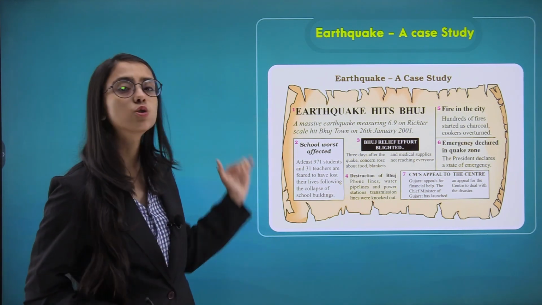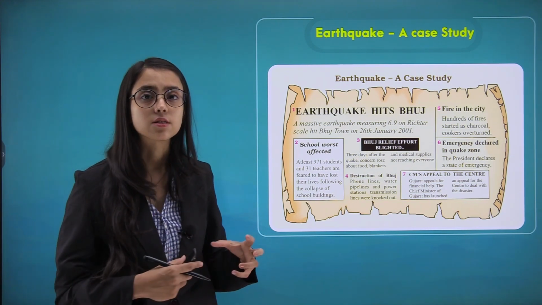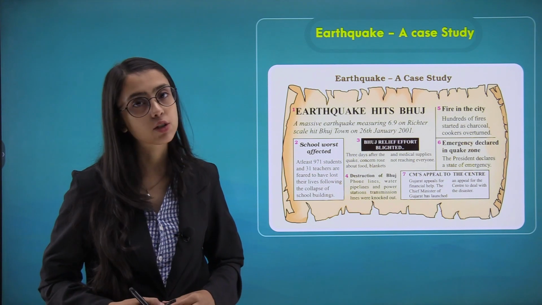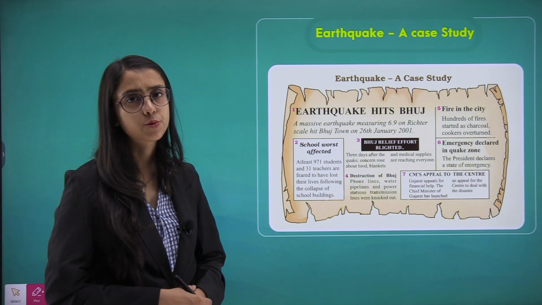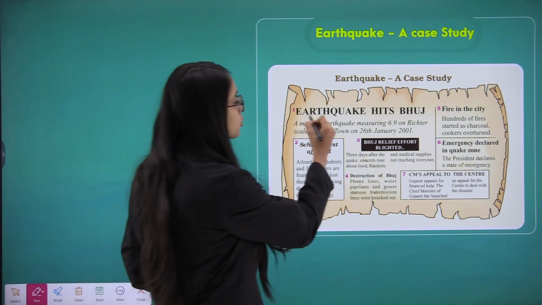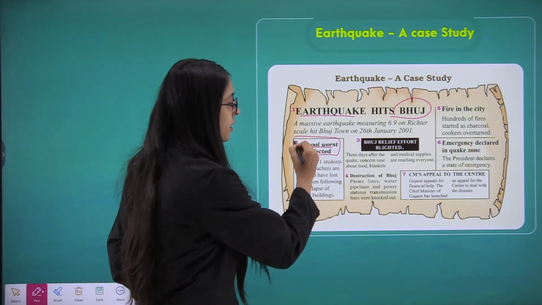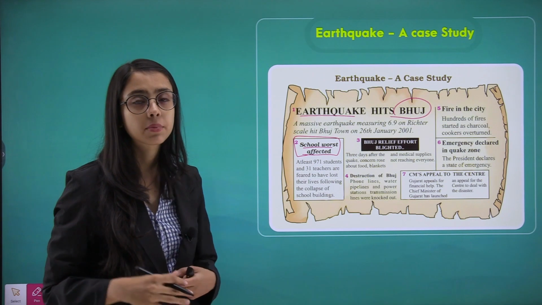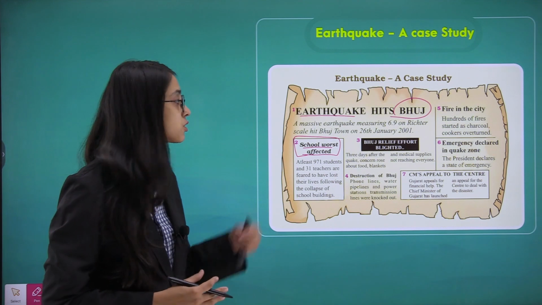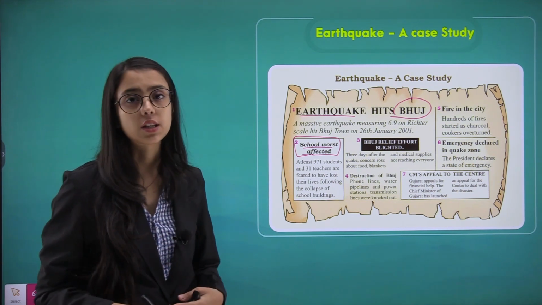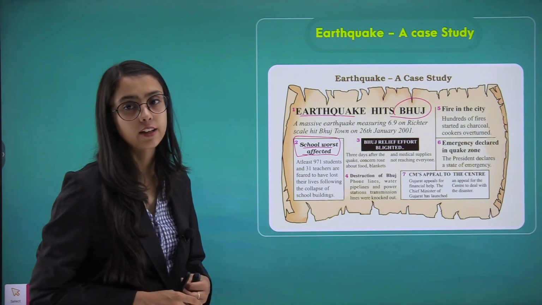By observing this newspaper clipping, can you understand what the areas are, or how the people are affected by major earthquakes? Now, as you observe here, what are the headlines that you read? We read that earthquake hits Bhuj. Then, schools worst affected. Now, this newspaper clipping is telling us what the aftermath and the effects of this earthquake were. The schools were affected majorly because a lot of students, teachers, professors lost their lives.